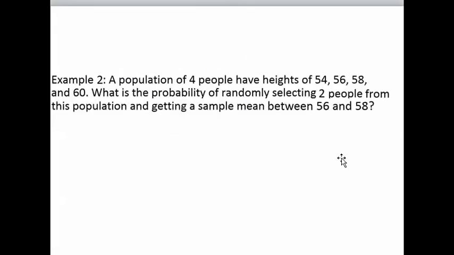Here's another example. In this example, we still have a population of 4 people, and these are the heights of the 4 people in the population. What we want to know this time is the probability of randomly selecting 2 people from the population and getting a sample mean between 56 and 57.